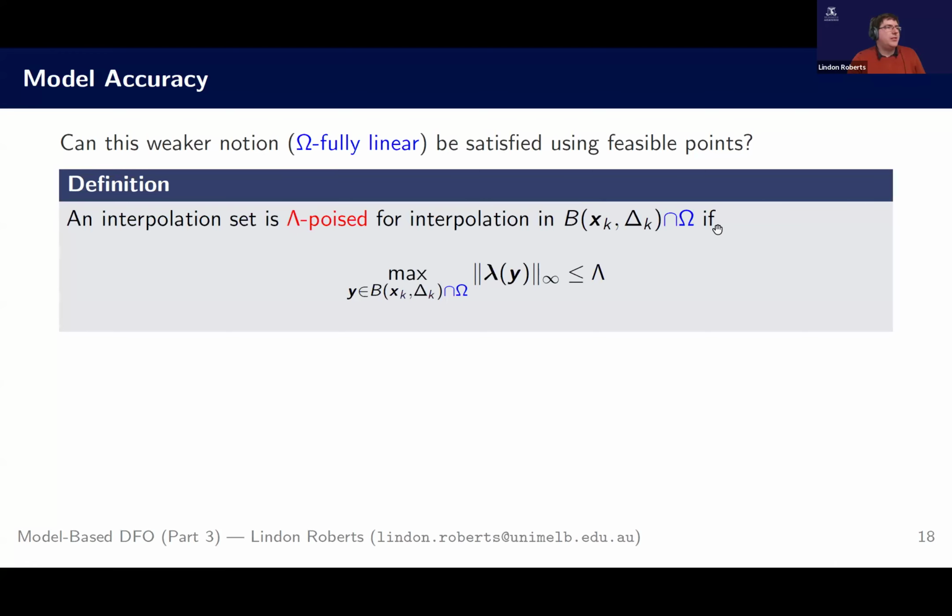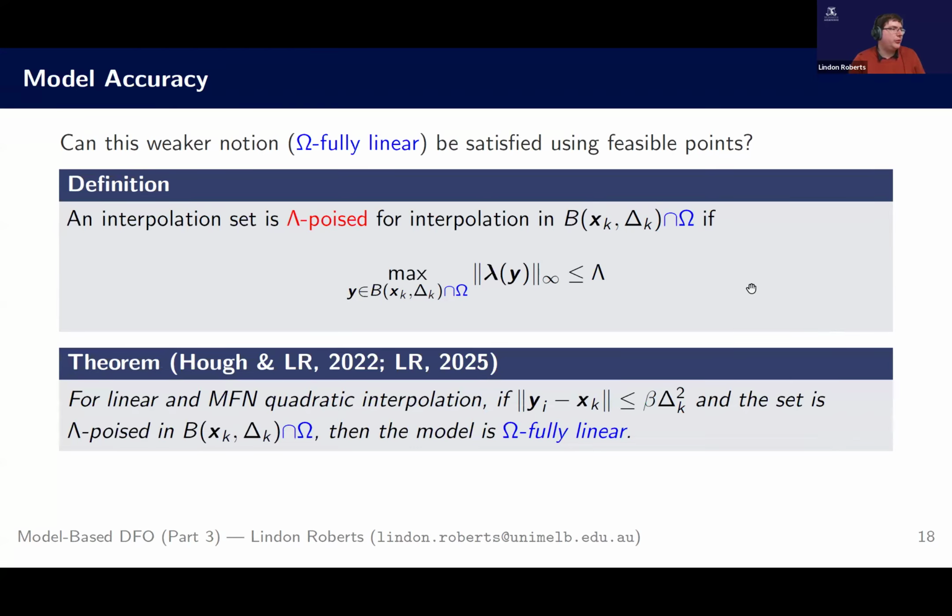So if we're going to use lambda poisedness, but we're restricting ourselves to a feasible region, all we have to do is, when we take the maximum over all y, we also constrain those y's to be feasible. And that gives us the upper bound on lambda that we care about. And this is the quantity that isn't going to grow too large, even if our feasible set has strange geometry. So this is still a reasonable value of lambda for things like linear interpolation. And what we can prove is exactly the constrained version of this result. In one paper, I proved it for linear. In another paper, I proved it for MFN quadratic interpolation. But the same basic result.